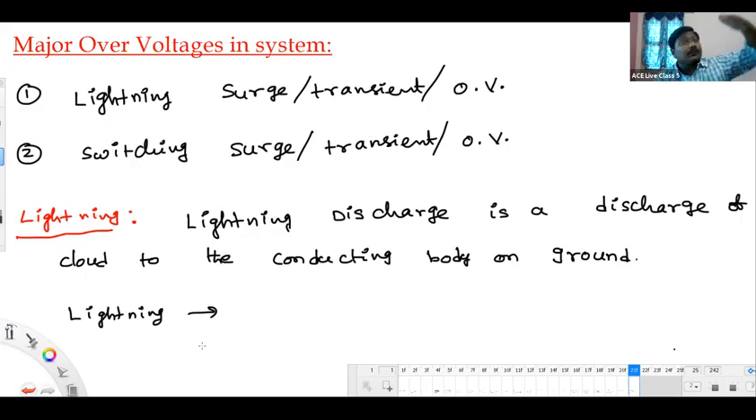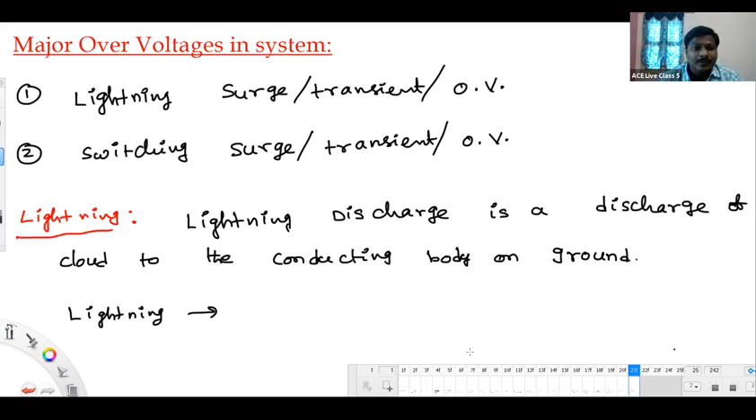See, you can observe flow of charges. Look here. You can observe flow of charges from cloud to ground, right? Flow of charges means what? It's a current. So lightning discharge is basically a current. Okay, next thing.